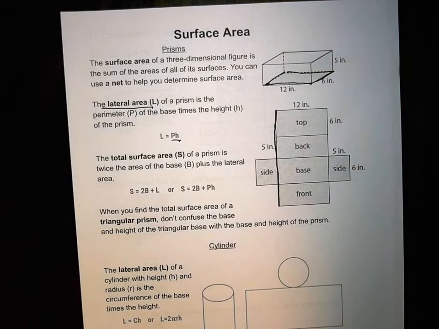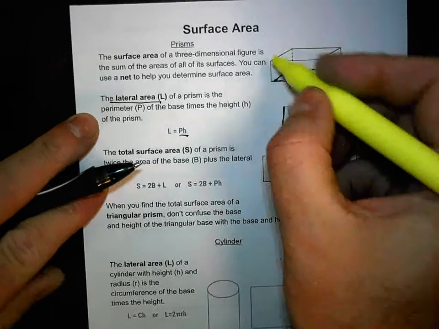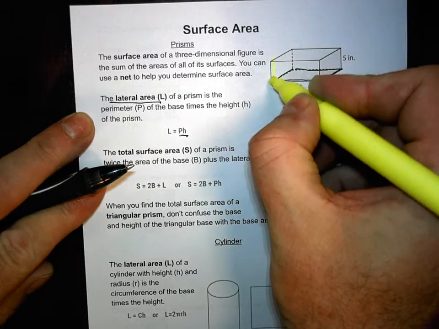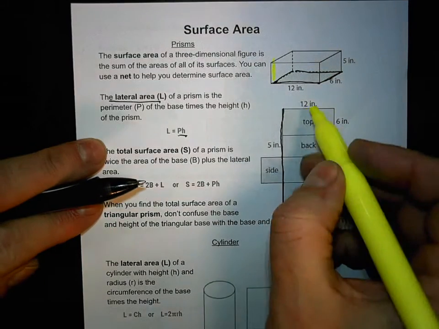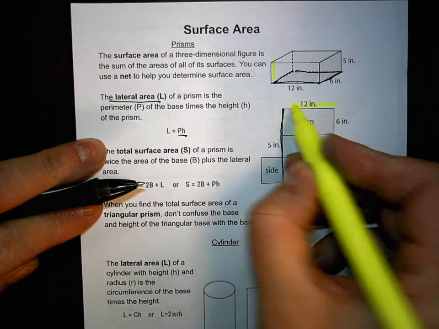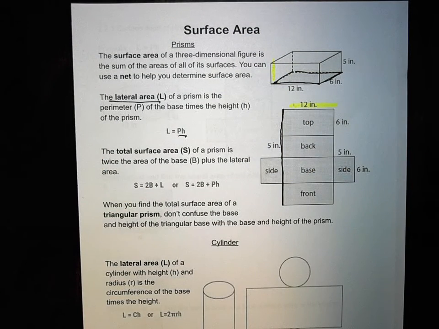Height is how tall the box is. So you can do perimeter times height plus 2 times the area of the base. Perimeter times height will get you the lateral surface area.